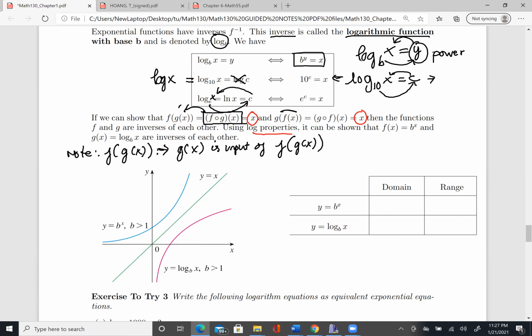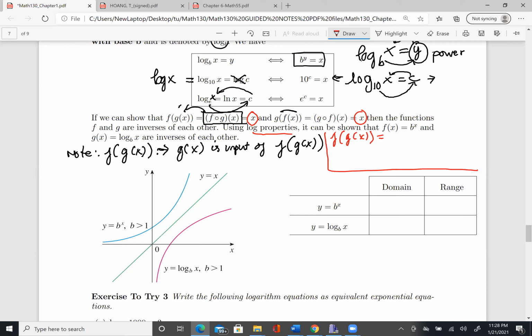If I want to write this out over here, let me write for you to see. In this case, I have f of g of x. What is that going to be? I know that f of x was b to the power x, but x now is input, and I have to change it to be g of x. But g of x was this guy, so I'm going to rewrite it as log base b of x.